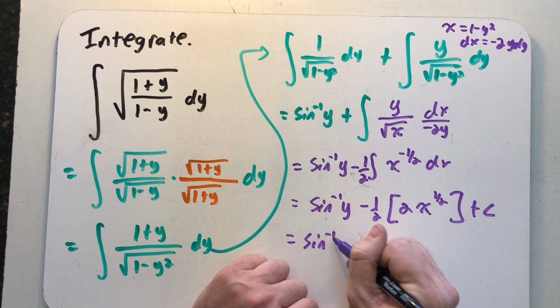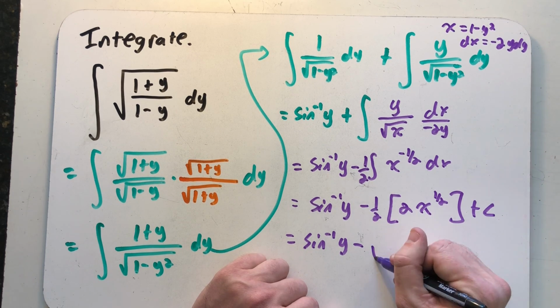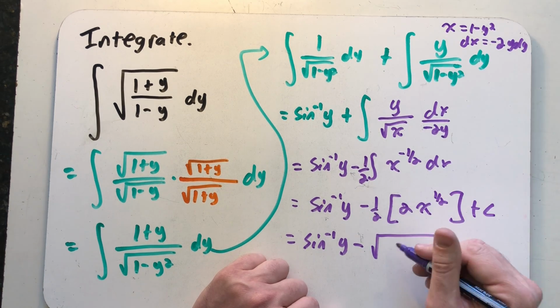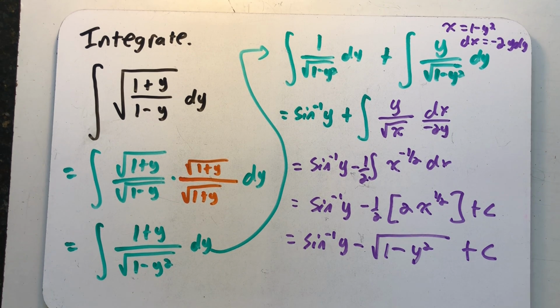I have sine inverse of y minus 2 times 1/2, just 1, x to the 1/2, square root of x, and x was 1 minus y squared. And of course that plus c. And so there is our integral.